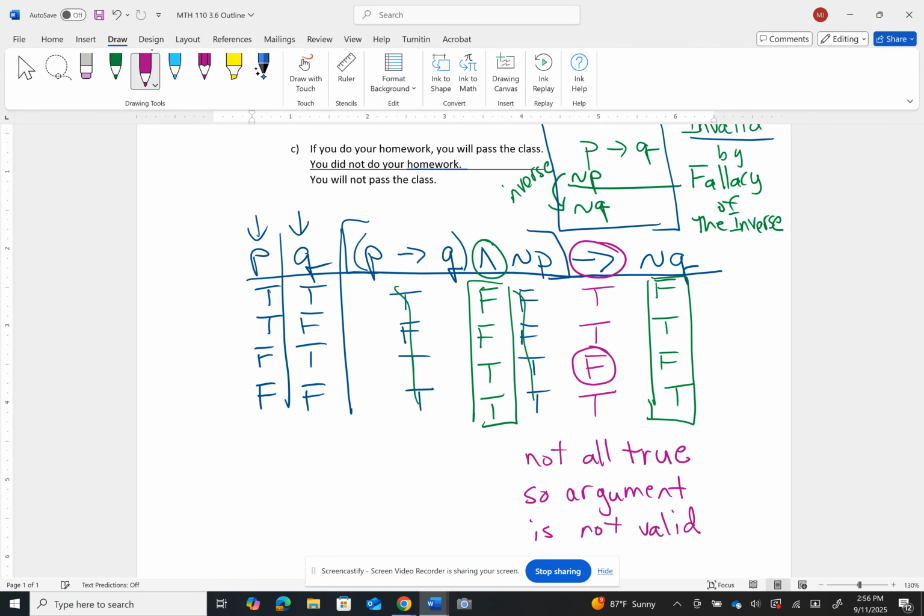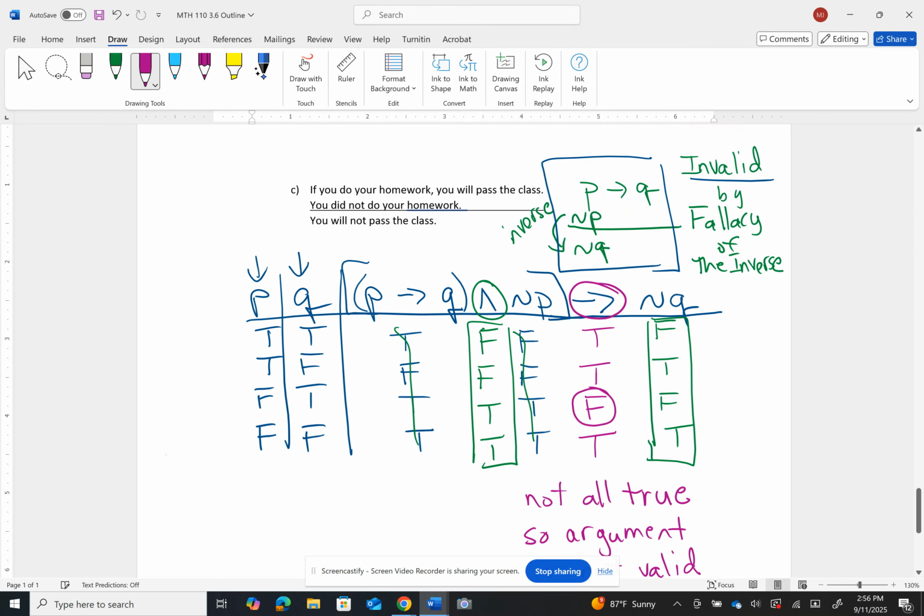Okay. We knew it should have turned out having at least 1 F somewhere because it did fit the structure of the fallacy of the inverse. So I was just trying to demonstrate that truth tables could be used, or if you're allowed, you could compare it to one of the regular argument forms.